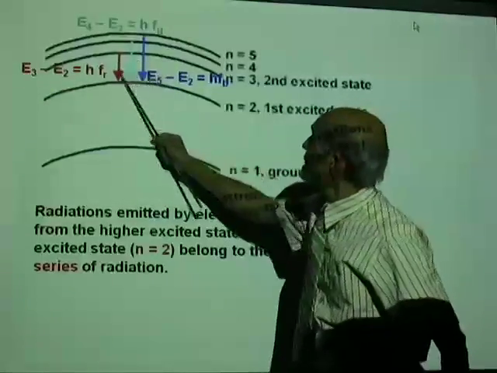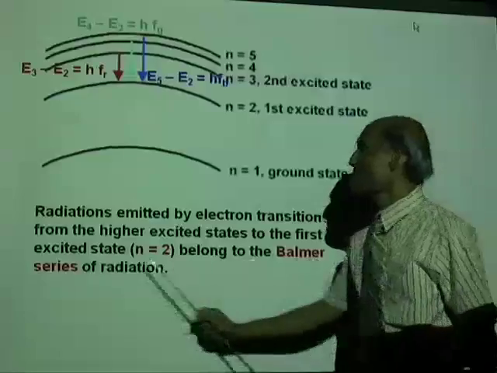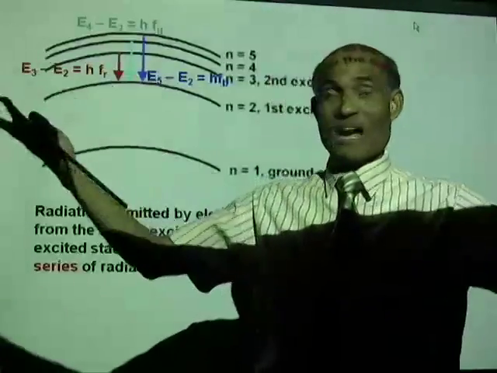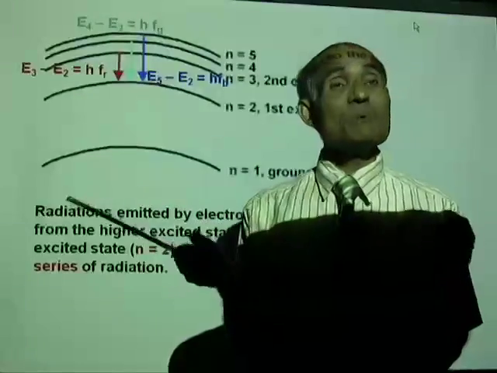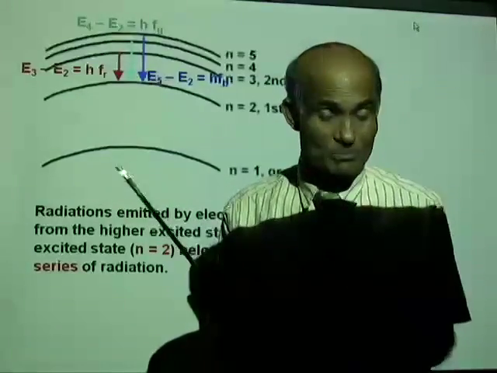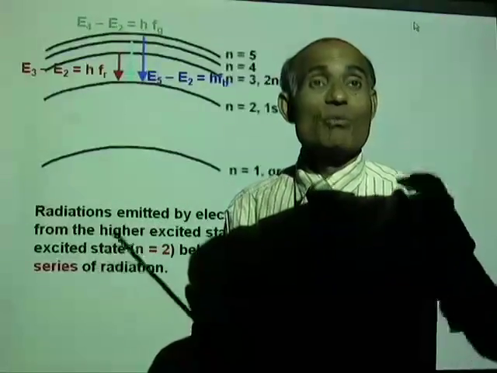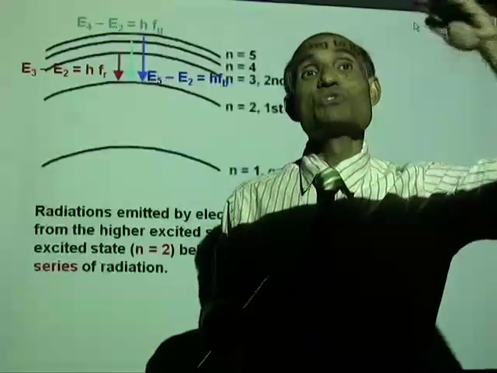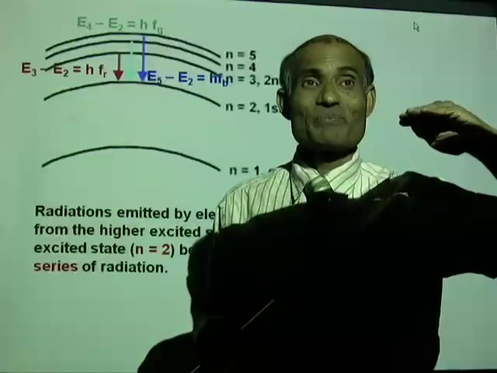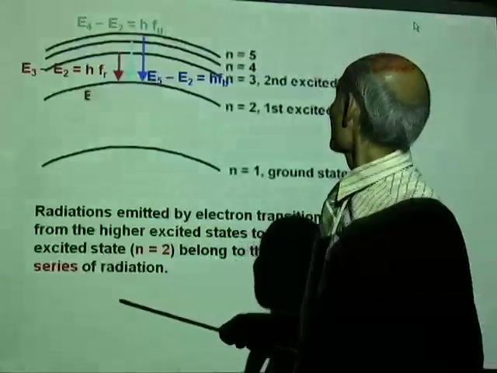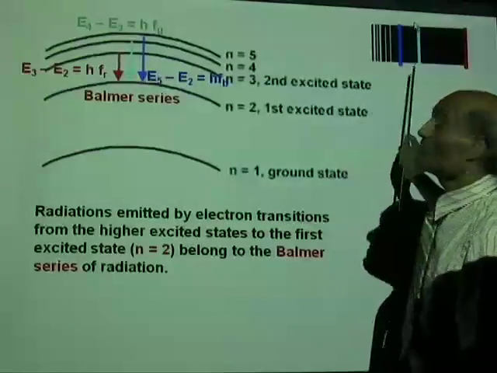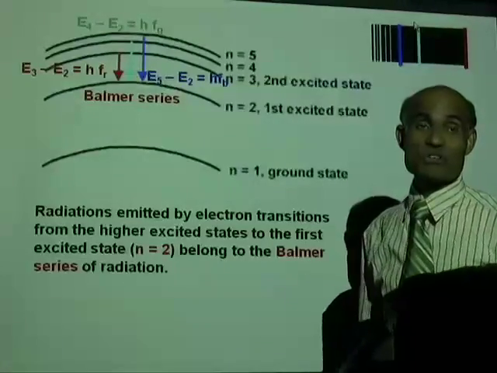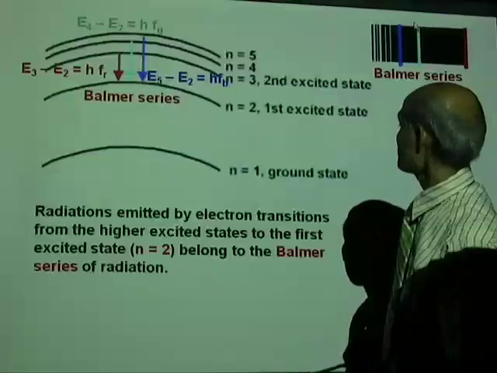Now, these radiations are called the Balmer series. In fact, the visible light that we have all around us is the Balmer series. And the visible light is emitted when electrons jump from a higher excited state to n equal to 2. All right. And the Balmer series is this that we have; I started by showing you that series.